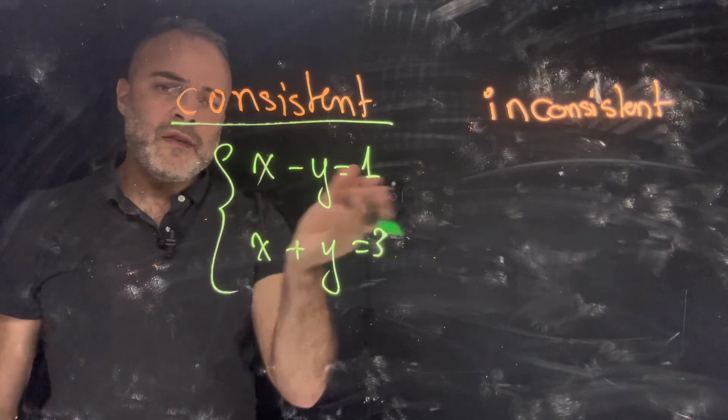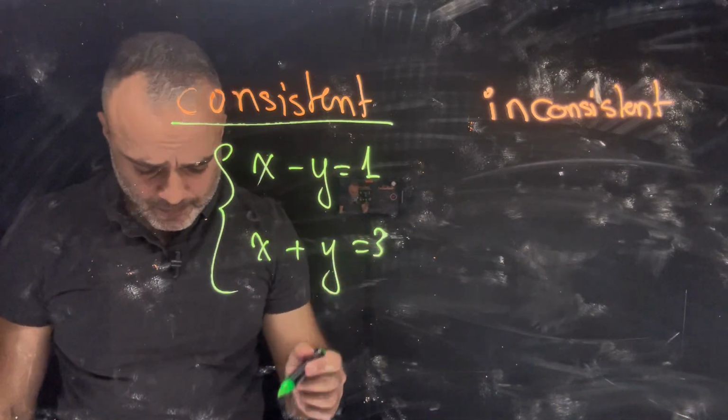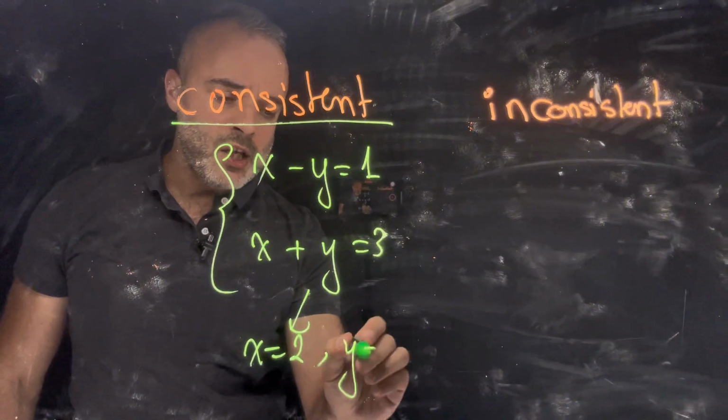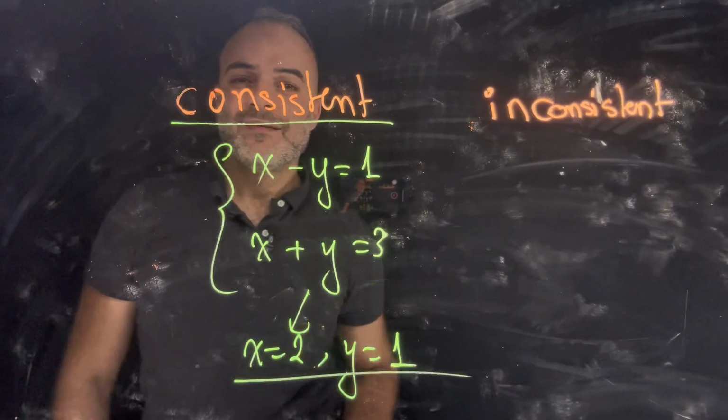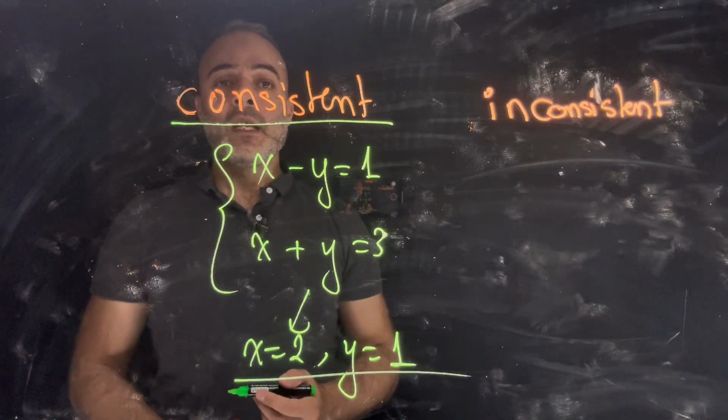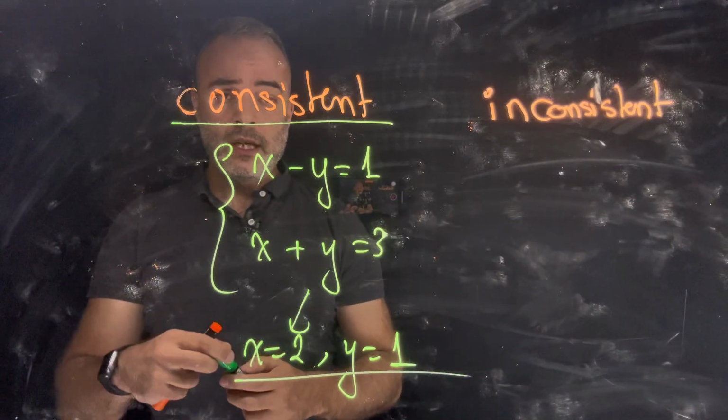Of course, I believe that you all know how to solve this system. The solution will be x equals 2 and y equals 1. So we got a solution. We got only one unique solution, but at least we did get a solution. So this is a consistent system, right?